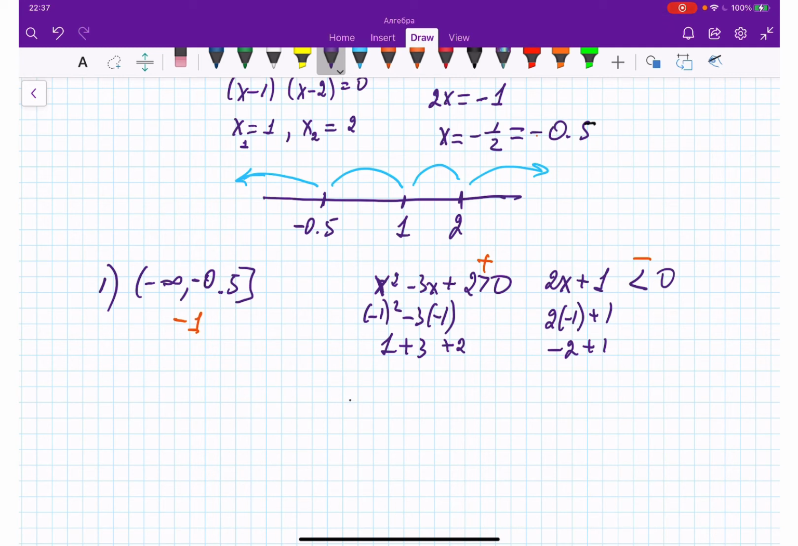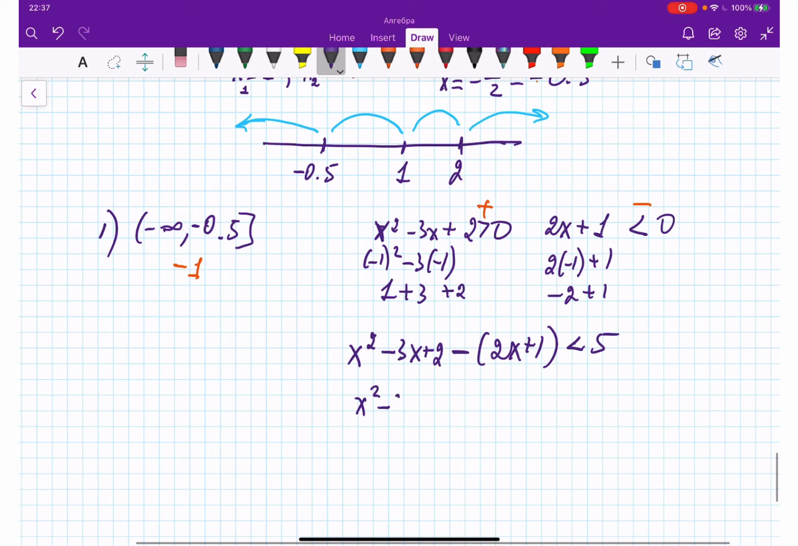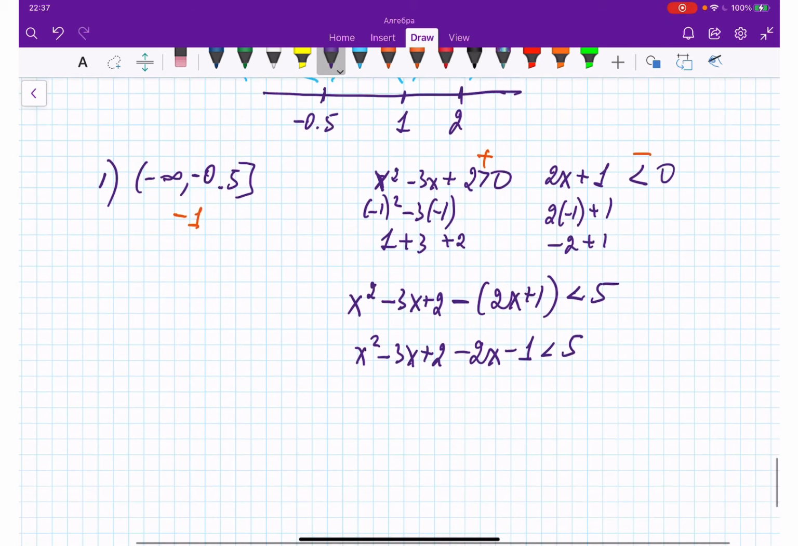when I put together these 2 parts of one inequality, x squared minus 3x plus 2, since this second one is minus, I put minus 2x plus 1, yes? And it's less than 5 originally, right? So from here, x squared minus 3x plus 2 minus 2x minus 1 is less than 5. And if I simplify, I'm getting x squared minus 5x minus 4 is less than 0.